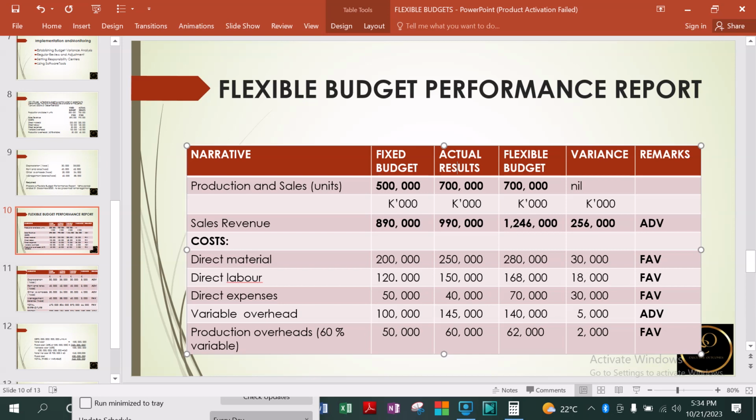Now we have the remarks column here. The remarks column should indicate whether it's an adverse variance or favorable variance. So in real life, under the remarks column, this is where the divisional manager has to give a more elaborate report giving explanation as to what could have led to this variation. But for academic purpose in the exam, what is expected is you to just indicate adverse or favorable.